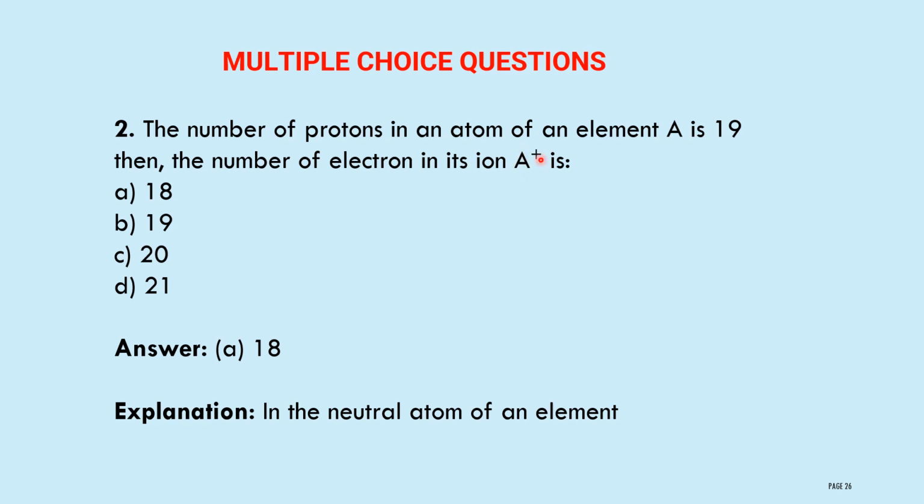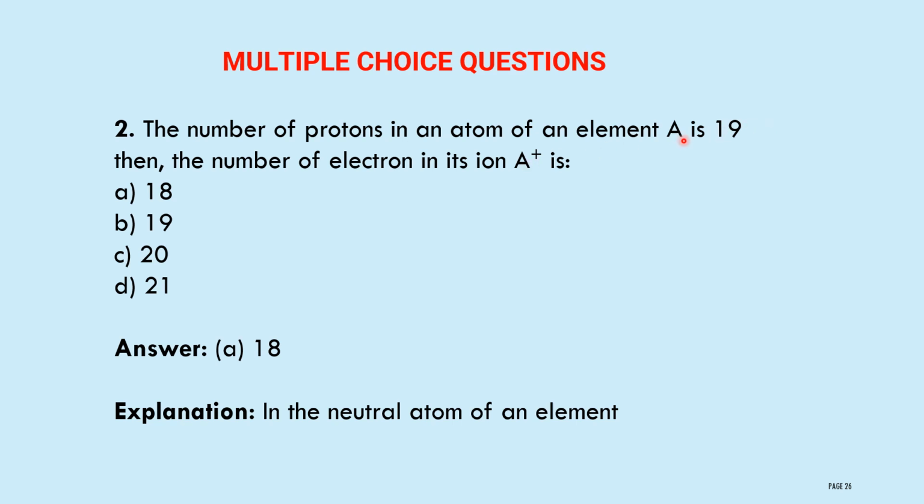If it is 2 plus instead of plus, then it is giving 2 electrons. If it is 3 plus, it will give 3 electrons, like that. But here they have given only 1 plus. A plus means it will give 1 electron to another atom.